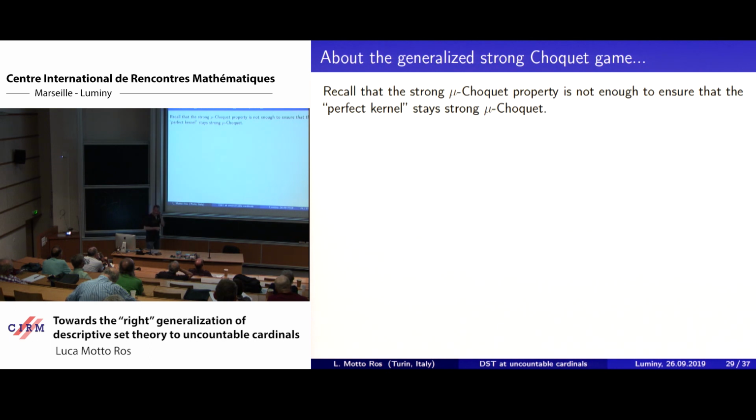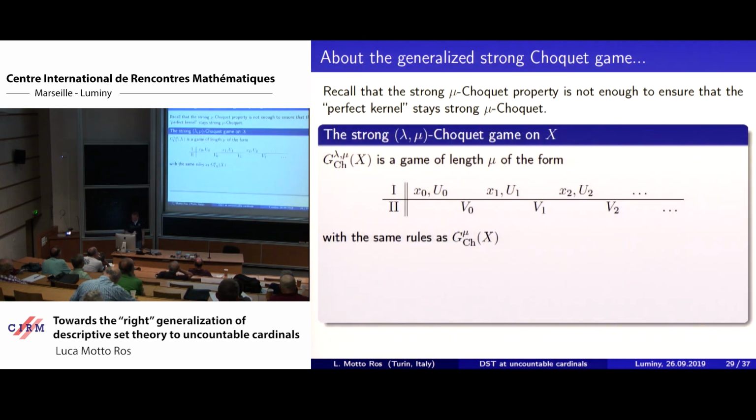The problem with strong Choquet in the regular case was that the perfect kernel was not working. So you have a strong Choquet space, you go to the perfect kernel, maybe it's not strong Choquet, and so you cannot embed the set. So we try to fix it with a variation of the game. The game is exactly as before. It runs for cofinality of lambda many steps, but now you require that all sets played are open relatively to the intersection, but of size at least lambda. So they cannot be too small.